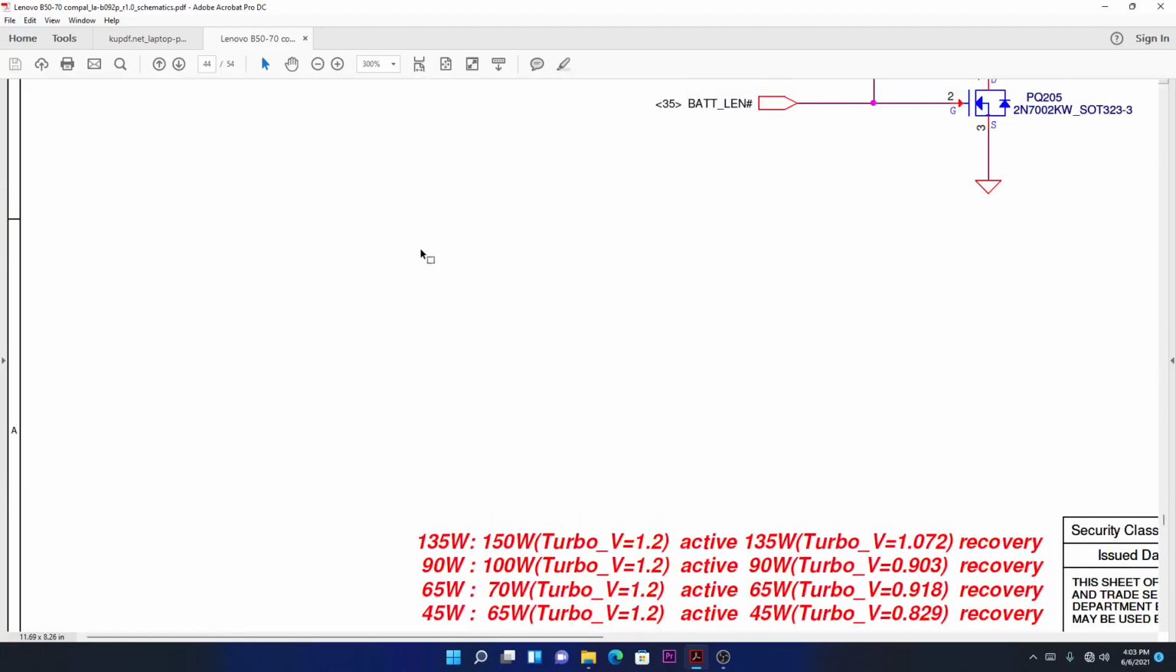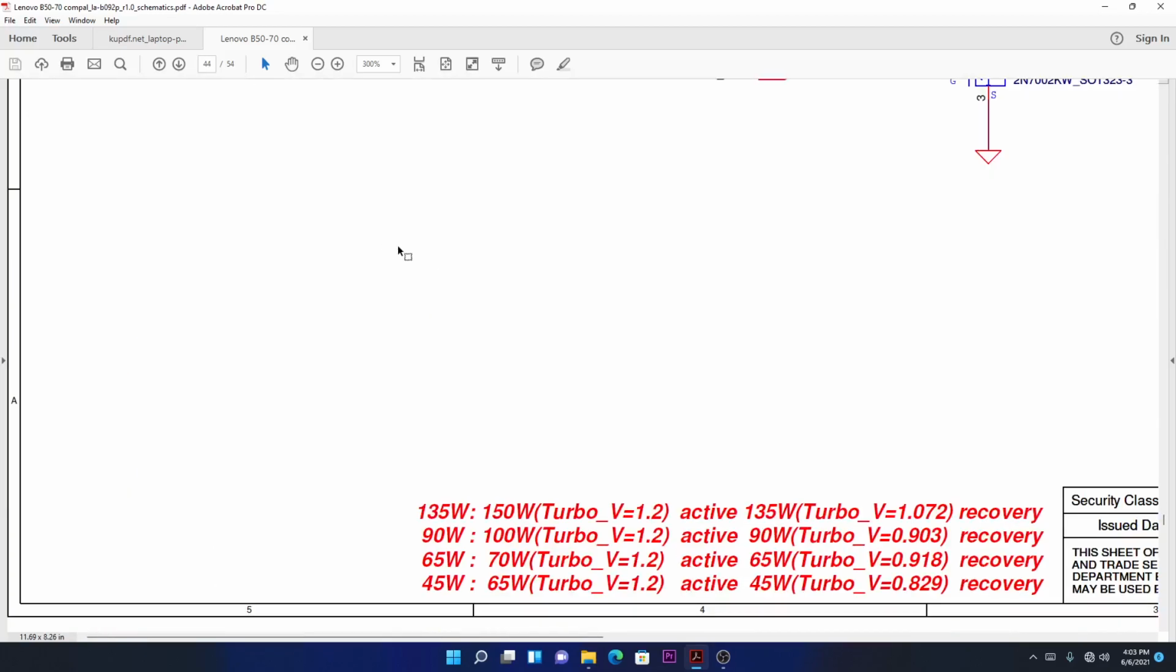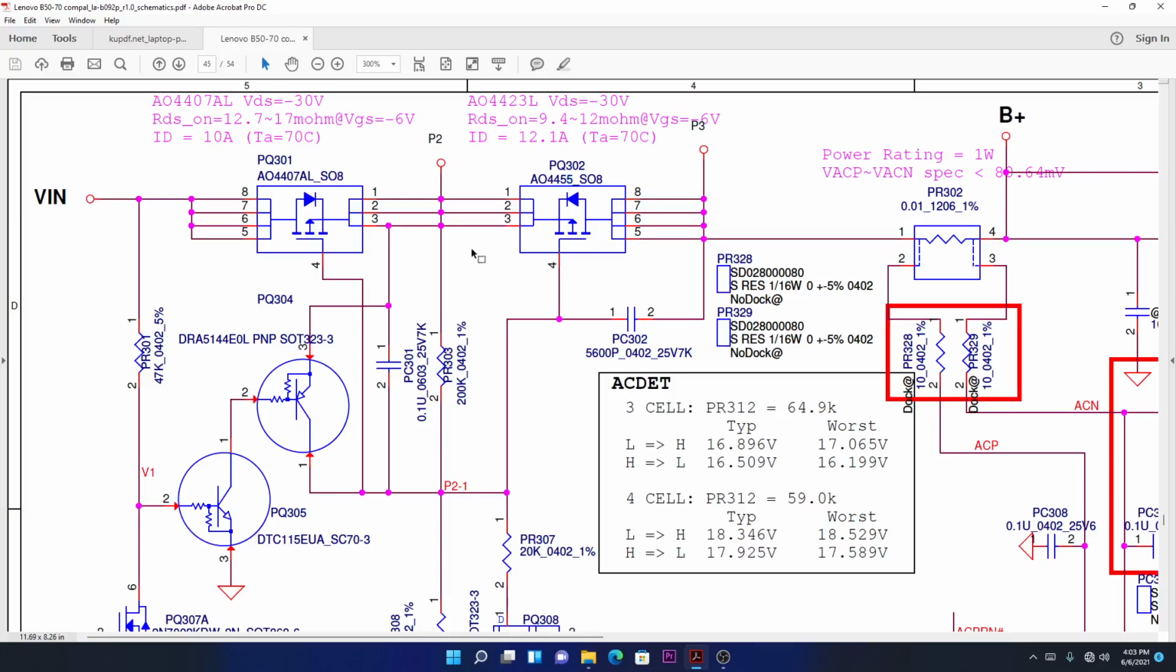Remember the function of these two MOSFETs here. What is the function of these two MOSFETs, PQ301 and PQ302? It is to allow the power, the 19 volts, to pass by. If all the conditions are met on the laptop, then the 19 volts will be passed by, and the machine will work. That's all.